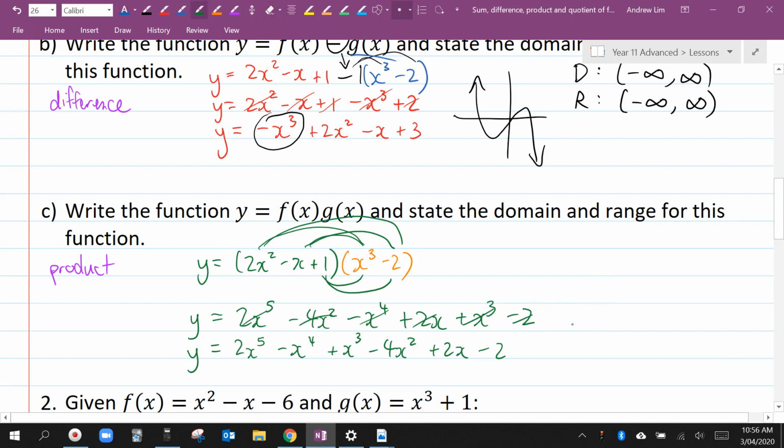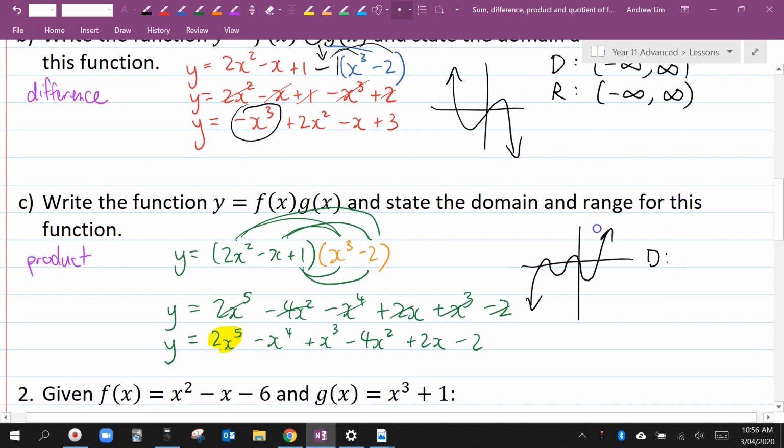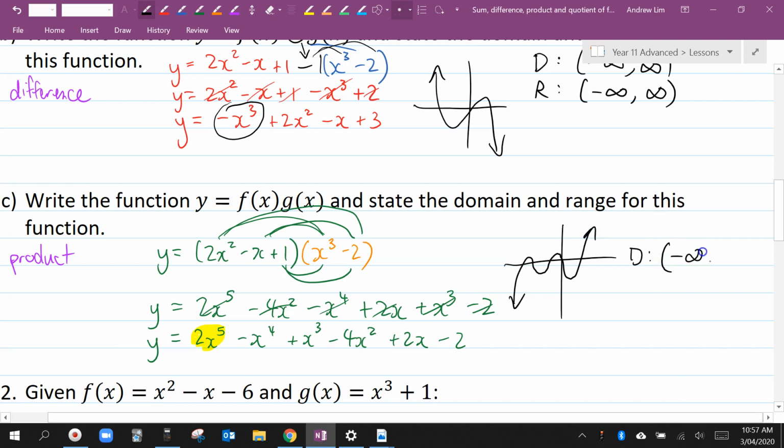Okay, and now we want to state the domain and range. So this is 2x to the power of 5. Because the power is odd, it's going to be shaped like a cubic. It's just going to have more humps. And because it's positive, it's going to shape like that, with a lot more humps. So 4 humps: 1, 2, 3, 4. Something like that. Which means that the domain is from negative infinity to infinity, and the range is also from negative infinity to infinity.